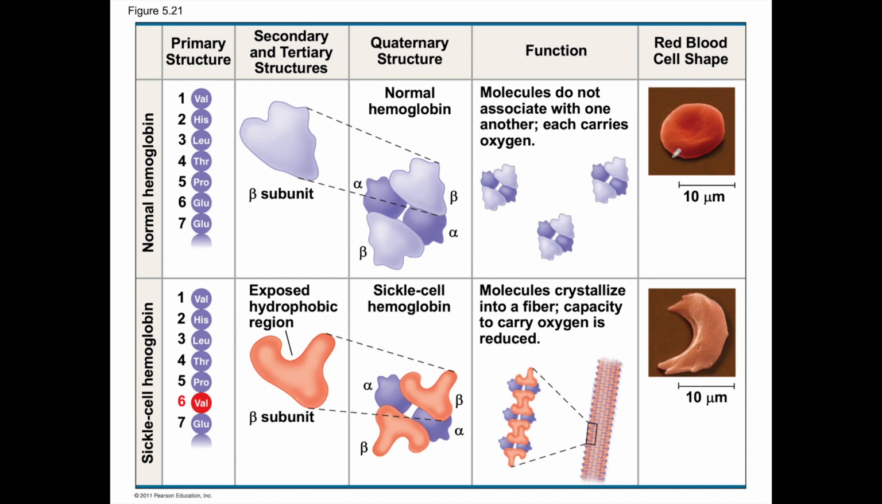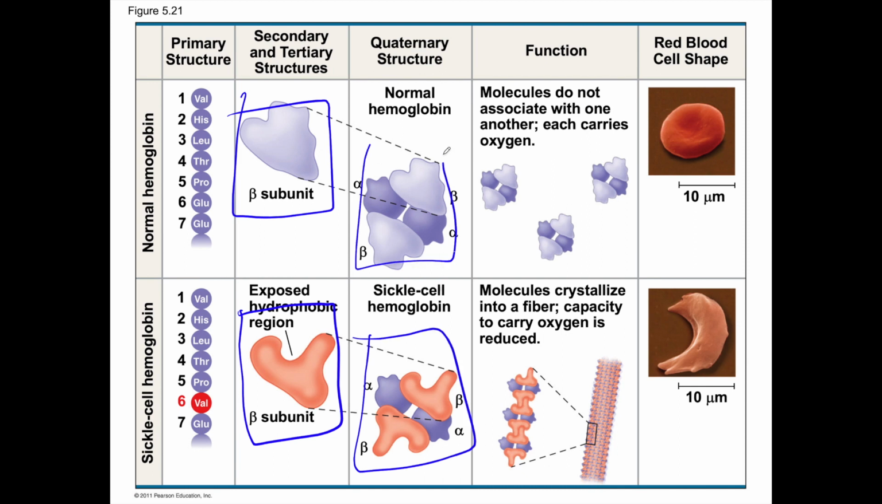Now, some individuals have a mutation to the hemoglobin gene, which causes them to have a different primary structure. One amino acid is different, so valine instead of glutamine. But that one amino acid difference in the primary structure causes the secondary and tertiary structure to have a different shape. Okay, and remember, shape determines function. Since the secondary and tertiary structure has a different shape, quaternary structure will have a different shape. Because it has a different shape, it acts differently.